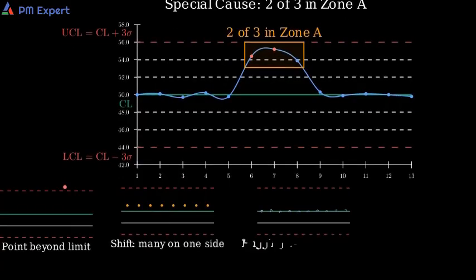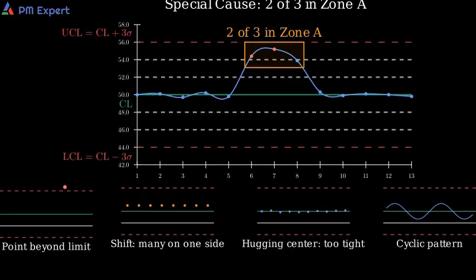There are several other patterns that signal special causes. For example, a single point beyond a control limit, a sudden shift with 8 or more points on one side of the center line, too many points hugging the center with very low variation, and repeating cycles or periodic waves. Each of these is unlikely by chance and should trigger investigation and corrective action.